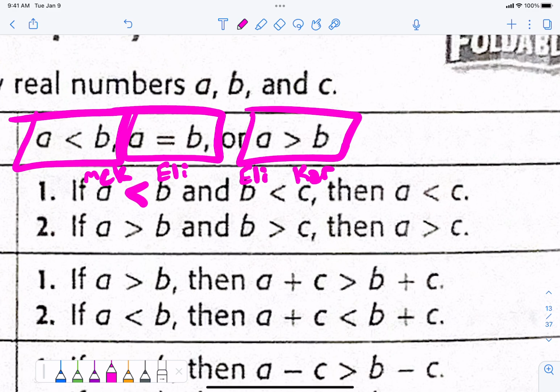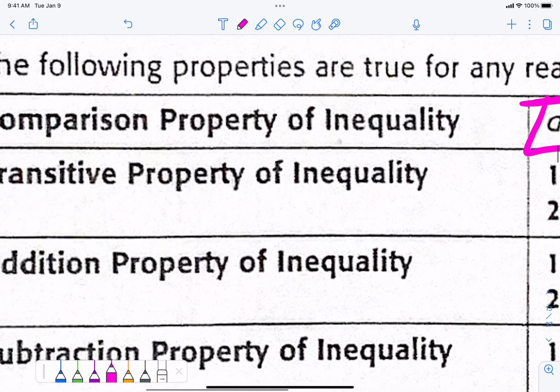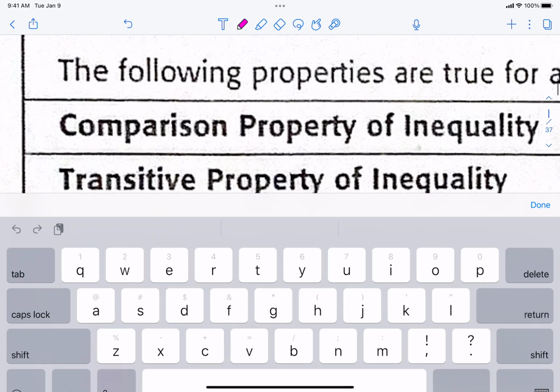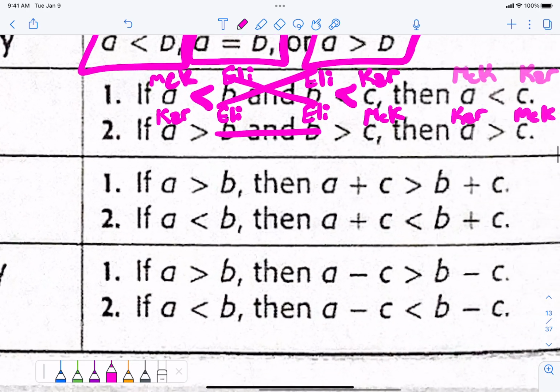So we have Mackenzie is younger than Eli. Mackenzie is less than Eli. And Eli is less than Carson. So we cross out the Eli's and we say Mackenzie is less than Carson, right? We can skip the middle people. Same way backwards. If Carson is older than Eli and Eli is older than Mackenzie, then Carson is older than Mackenzie, right? So we can skip out on Eli again. Okay, we have those relationships. That is that transitive property. Do you remember that? Or they call it the law of syllogism.